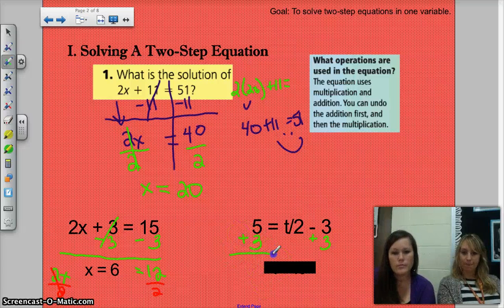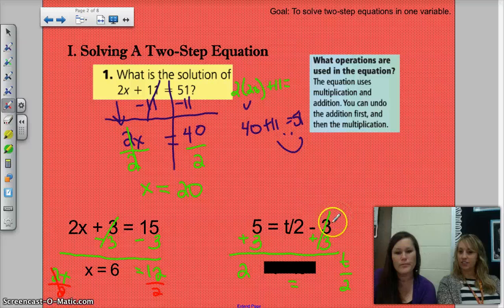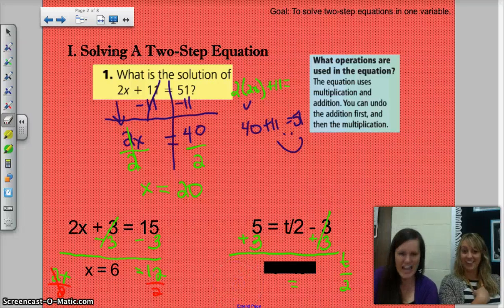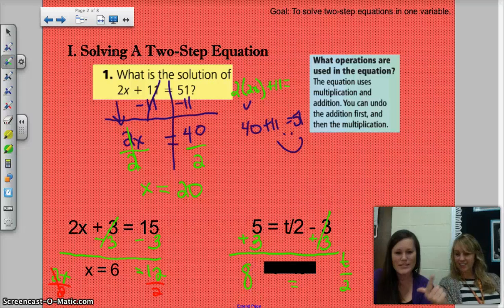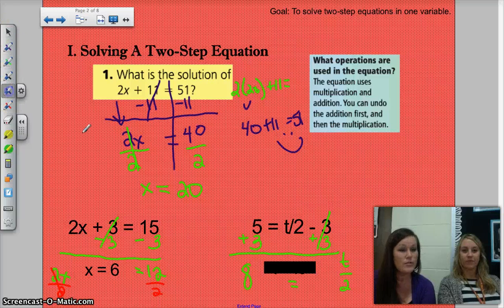These cancel, and I'm left with t divided by 2 equals 8. 5 plus 3 is 8. It is still 8. Got it. Now, I have to undo what's happening over here.